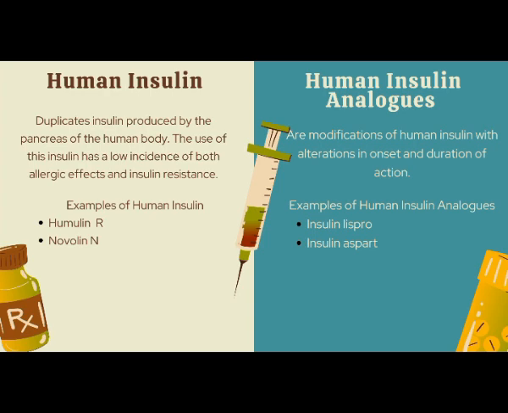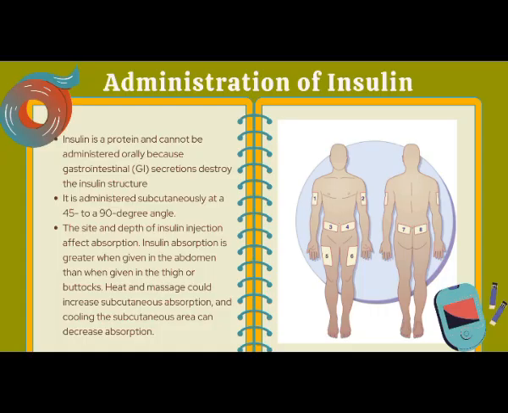The human insulin analogs are modifications of human insulin with alterations in onset and duration of action. Examples of human insulin analogs are insulin lispro and insulin aspart. Insulin is a protein and cannot be administered orally because gastrointestinal secretions destroy the insulin structure. It is administered subcutaneously at a 45 to 90-degree angle.